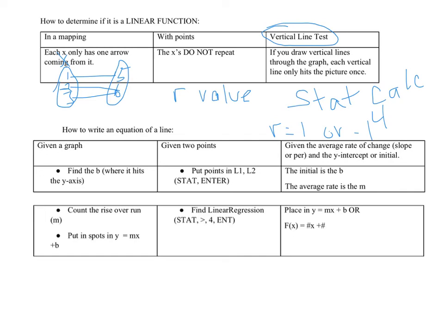Given 2 points, put the points in L1 and L2 by hitting Stat, Enter, and find the linear regression. Stat, and this right arrow means Calc, right? So Stat, Calc 4, Enter, and it gives me my linear regression. Given the average rate of change, slope or per, and the y-intercept or initial, the initial is the b, the average rate is the m, place in y equals mx plus b, or identify the numbers. Remember that your calculator is a really, really good tool.